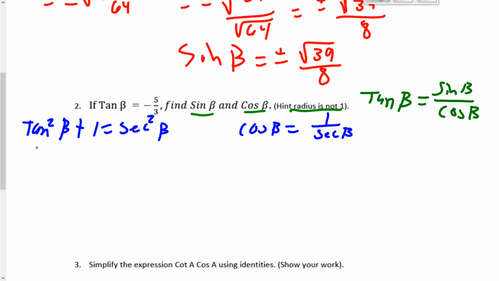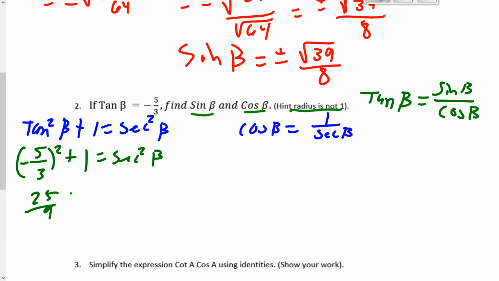So we're going to go ahead and square tangent, so that's squaring -5/3. And again, we don't know what quadrant, so we're going to put a plus and minus in front of sine and cosine for our answers. We square this, then add 1, and that's going to give us secant, and then we can flip that and we'll have our answer. So that's 9 over 9, 25 over 9, so that is 34.